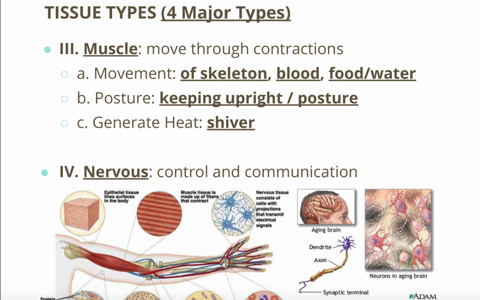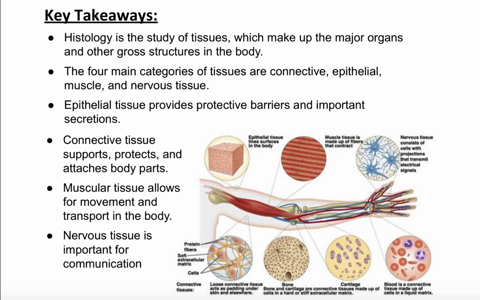Then the last major category of tissues is the nervous tissue. And nervous tissue, like neurons, and again, you probably know nervous tissue is your brain and your spine. Those are really important for your body's ability to control and communicate with your entire body. All right. So on that note, key takeaways is kind of just an overview of what we just talked about.